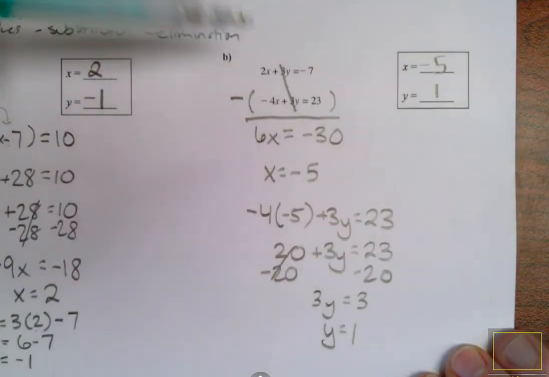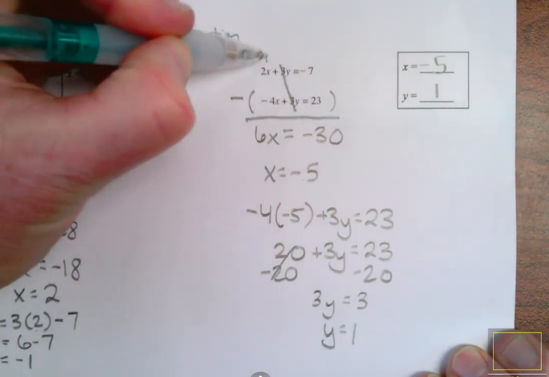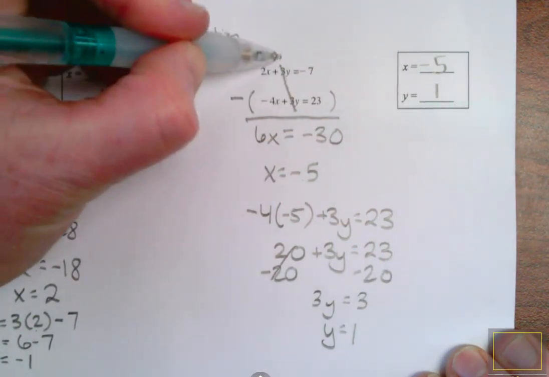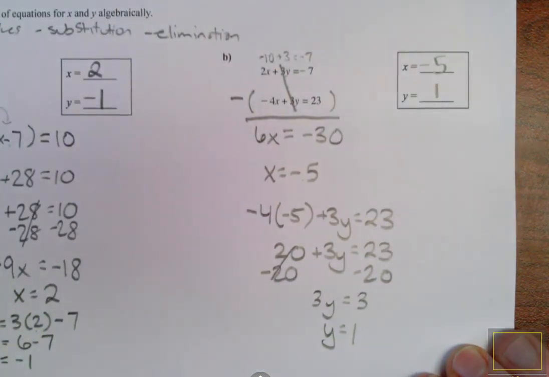Again, you can double check to make sure it works in the top equation. 2 times negative 5 is negative 10. 3 times 1 is plus 3. Oh, that is negative 7. Okay, you can always check your answers on these.